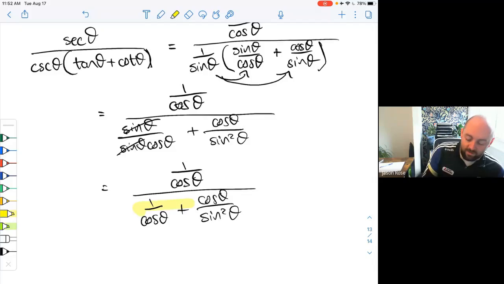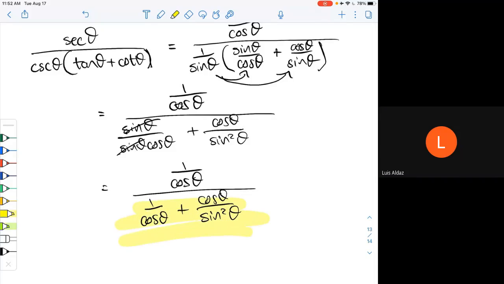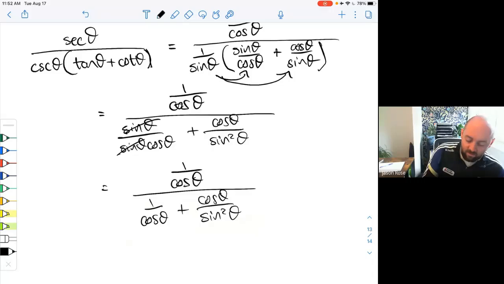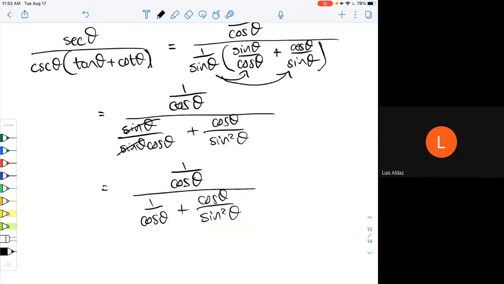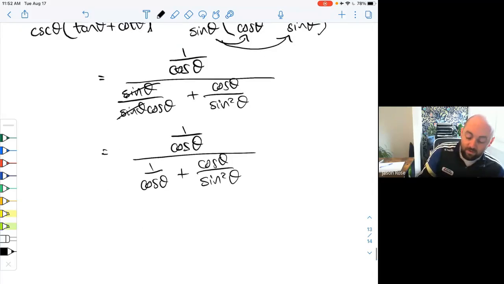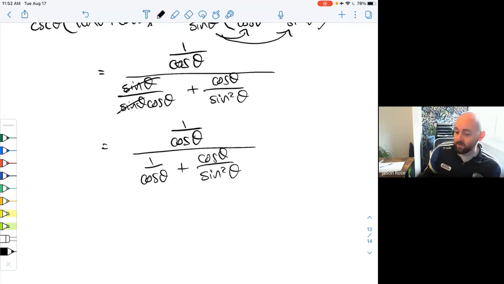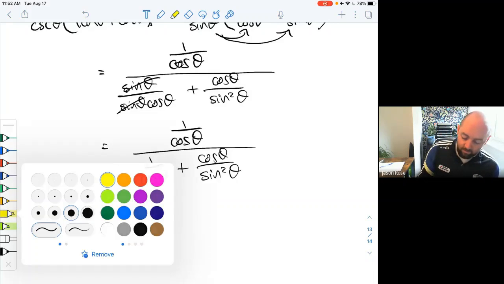Oh, you want to add these two brackets, is that it? Yeah. Okay, and what do you need in order to do that? Common factor. Common denominator. Common denominator, sir. Yeah. So you want to do sine squared top and bottom on the first one, and cosine top and bottom on that one. Sure.